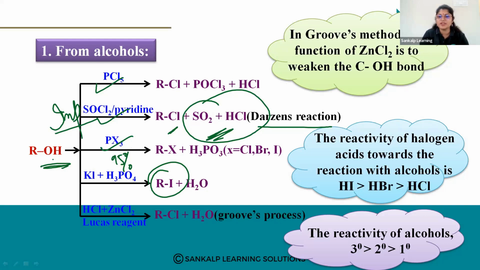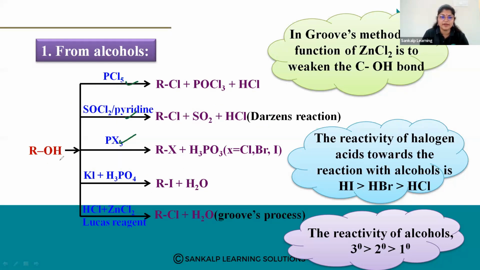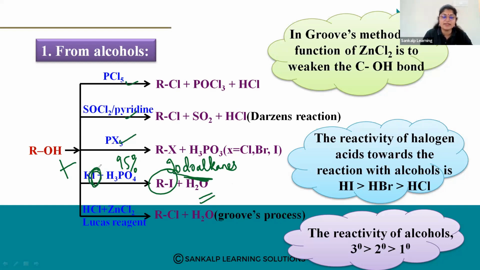Alcohols, when treated with potassium iodide plus 95% orthophosphoric acid, give iodoalkanes and water. These are iodo substituted, which means the nucleophile is iodine, so the product obtained will be iodoalkanes only. So this is the preparation.